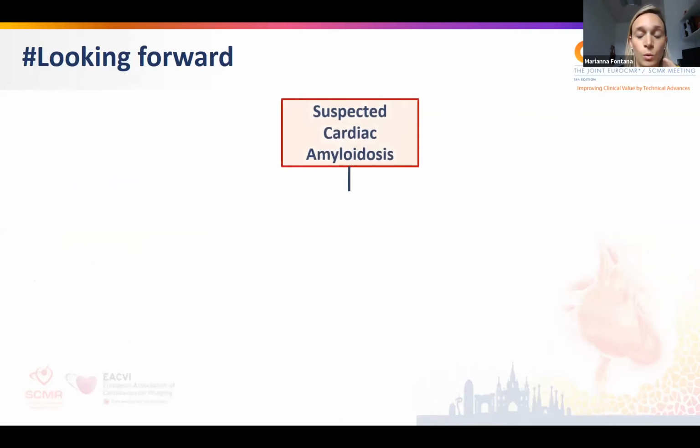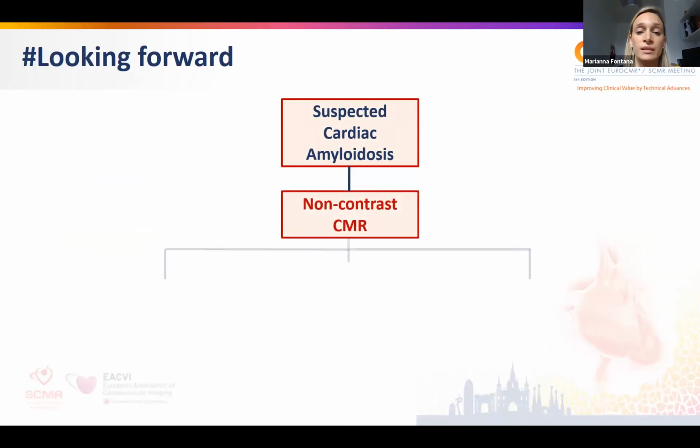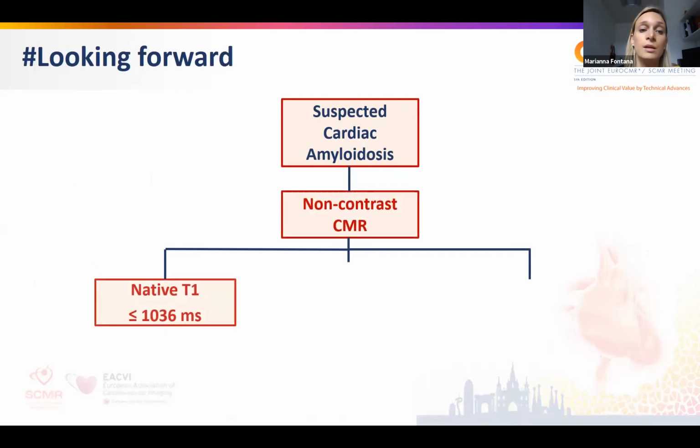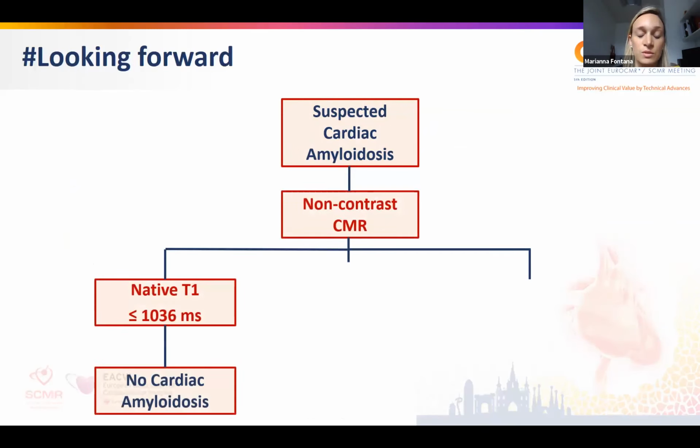And so again, how do we use these values? When we have a patient with suspected cardiac amyloidosis, we proceed with a non-contrast CMR. If the native T1 is less than 1,036, then the patient has a very high probability of not having cardiac amyloidosis. So what we practically do is we look at the history, and if, together with the history, everything fits and we don't suspect anything, we just stop the scan here.